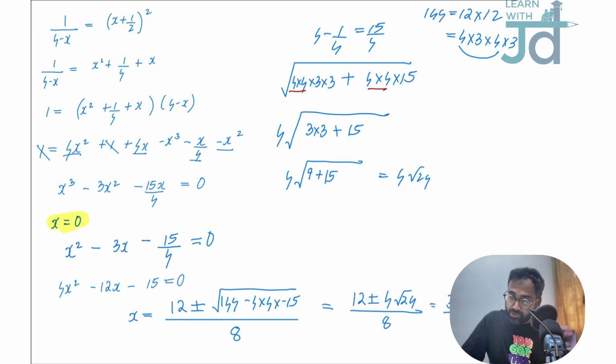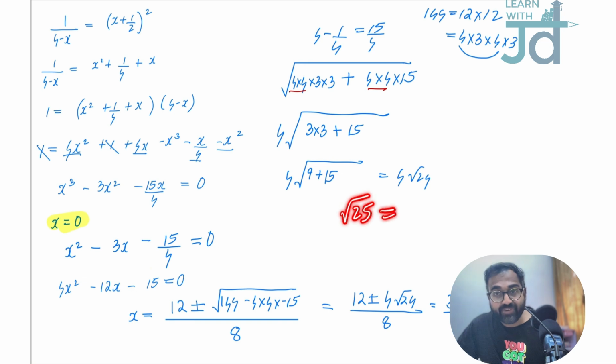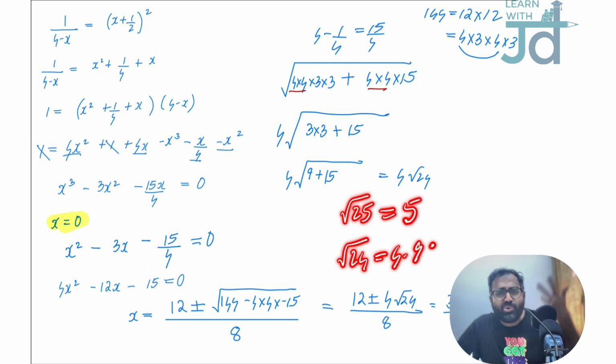Now you have two roots here. But you know root 24 is what? Root 25 is what? 5. Exactly 5. So what is root 24? It will be 4.9 something. Now 3 minus 4.9 is going to be a negative number, and a negative number divided by 2 is a negative number.